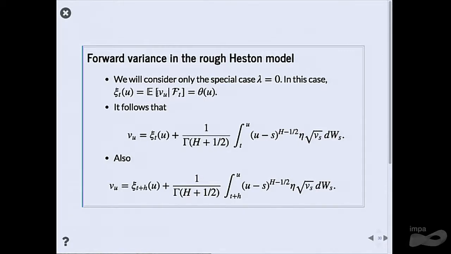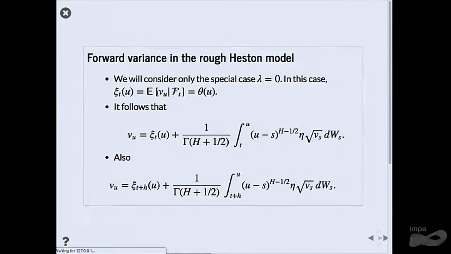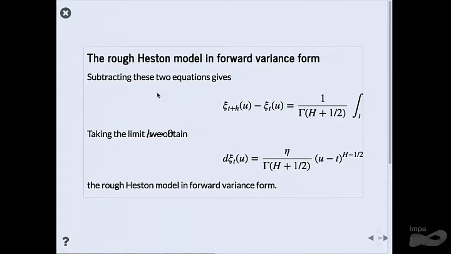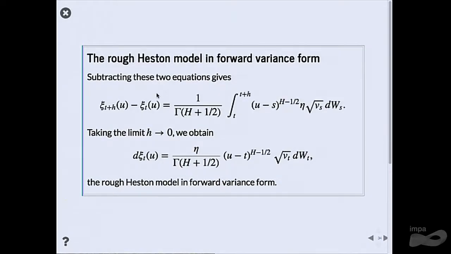So we're only going to consider the special case where mean reversion is zero. There's no reason to put mean reversion in this model. We generate perfectly nice term structure of skew with no mean reversion whatsoever. The scaling of skews and smiles comes naturally from the rough volatility aspect. So this is the equation for future variance. It's just the forward variance curve plus some martingale piece. And this tells us the dynamics. So here are the dynamics in forward variance curve form.